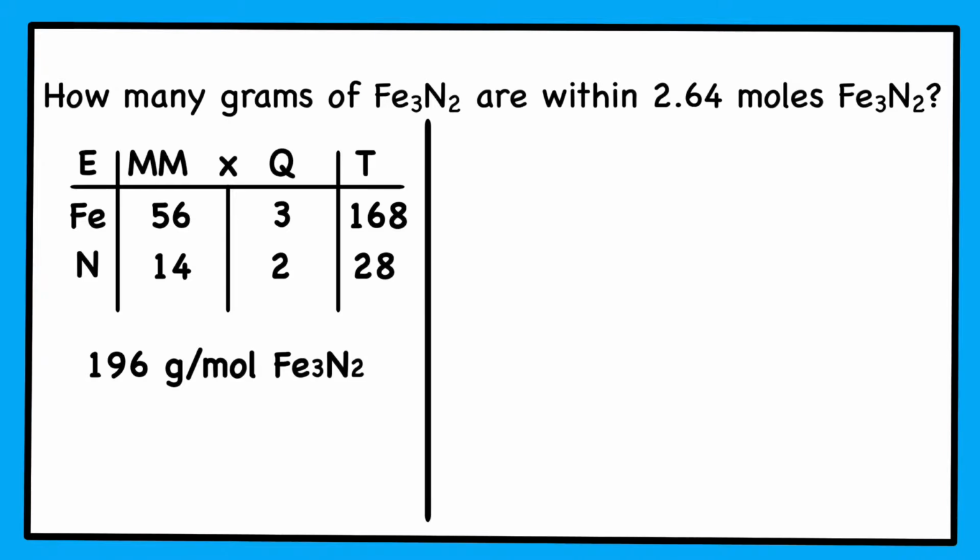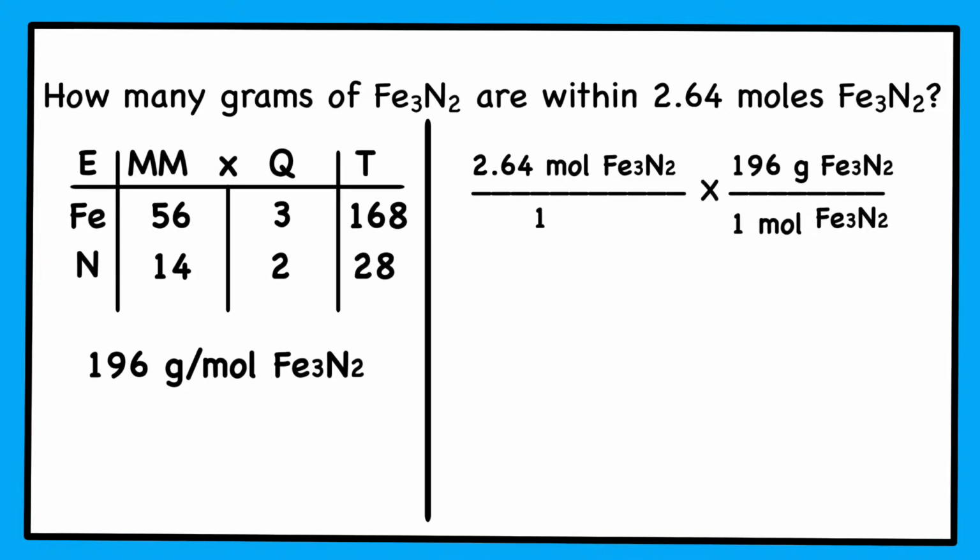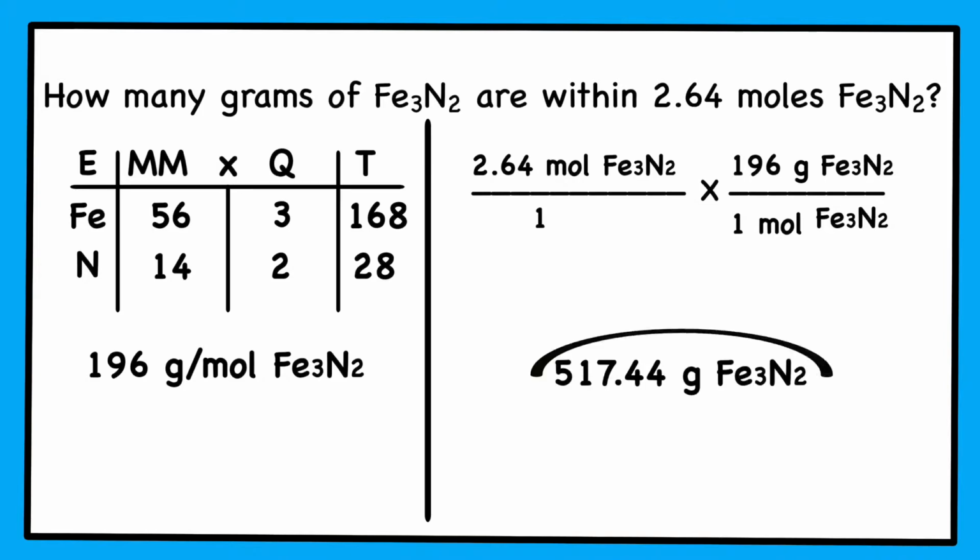Now we go back to our problem. We put what's given over 1, so 2.64 moles of iron 2 nitride over 1. Then we multiply it by the relationship of 196 grams of iron 2 nitride over 1 mole of iron 2 nitride. Once I do the math, we get that there is 517.44 grams of iron 2 nitride in 2.64 moles of iron 2 nitride.